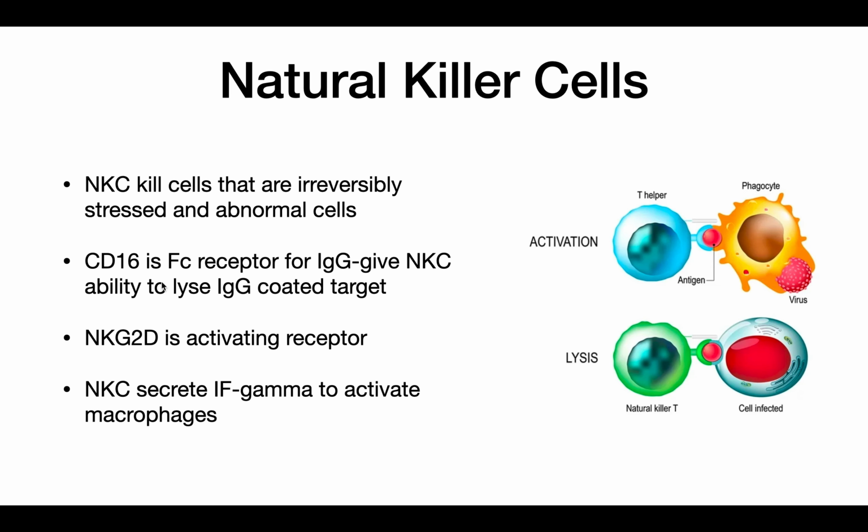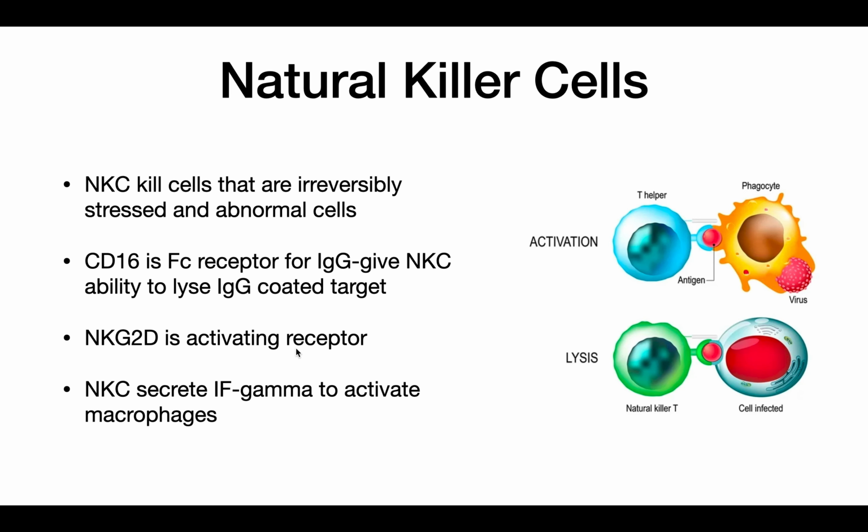So CD16 is the Fc receptor for immunoglobulin G, and that gives the NK cell the ability to lyse the IgG-coated target. So they bind and basically pop the cell.